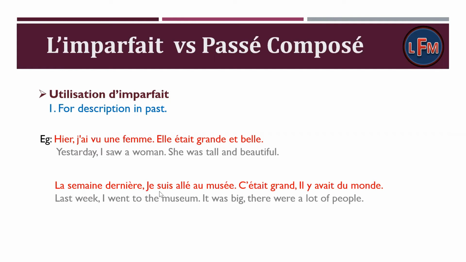La semaine dernière, je suis allé au musée. C'était grand, il y avait du monde. Last week, I went to the museum. It was big. There were a lot of people. So, when we use la semaine dernière, it means we have to use passé composé here, as we discussed earlier. I went to the museum. This is a completed action in the past. But when I describe something in the past, we use imparfait, that it was big, c'était grand, there were a lot of people, il y avait du monde.